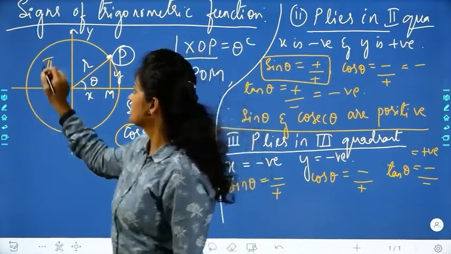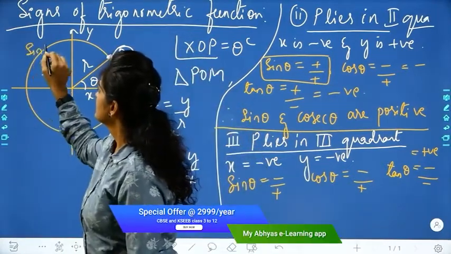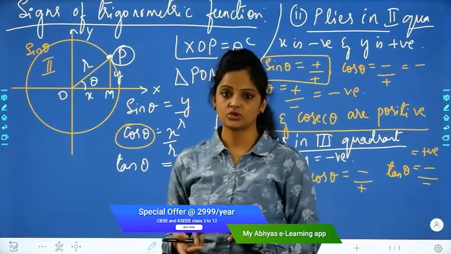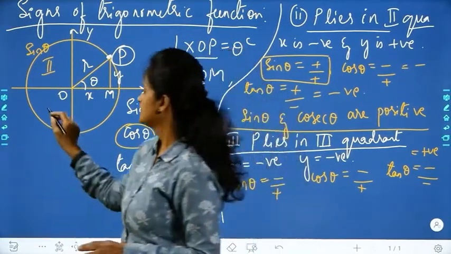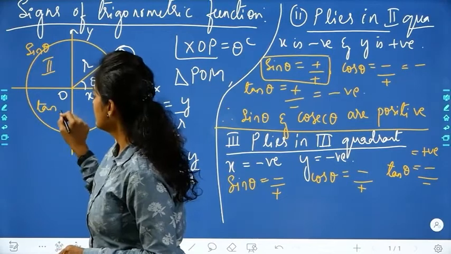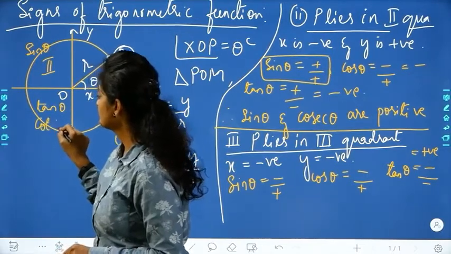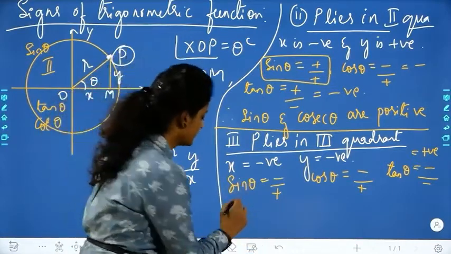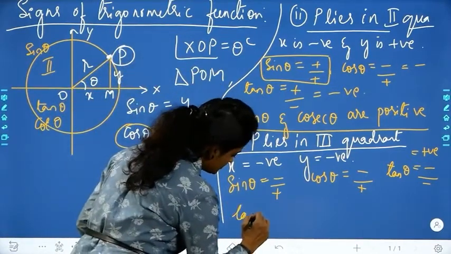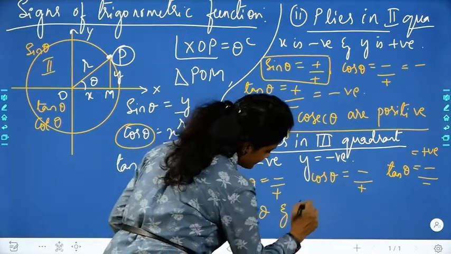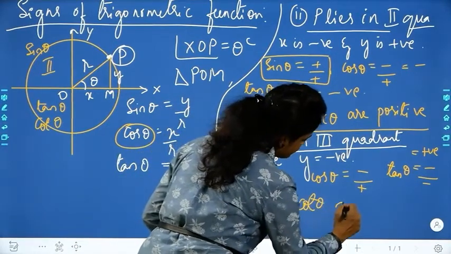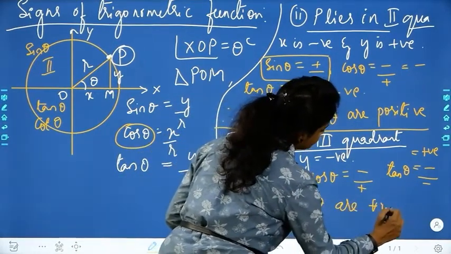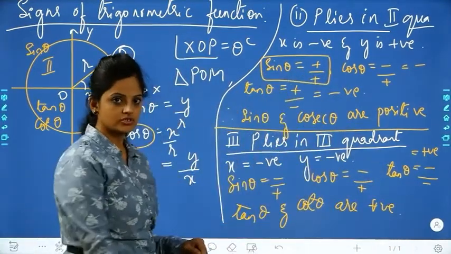In the second quadrant, what happened? Sin theta and the co-ratio of that are positive. Here tan theta and cot theta are positive. Okay. In a similar way, here I'll write tan theta and cot theta are positive. Correct? We understood this one.